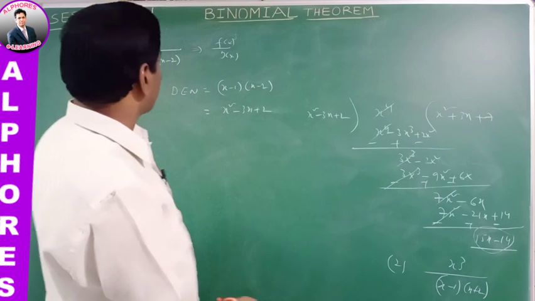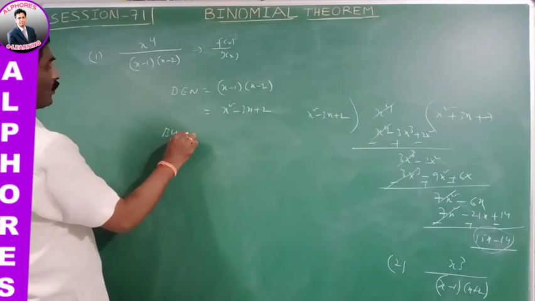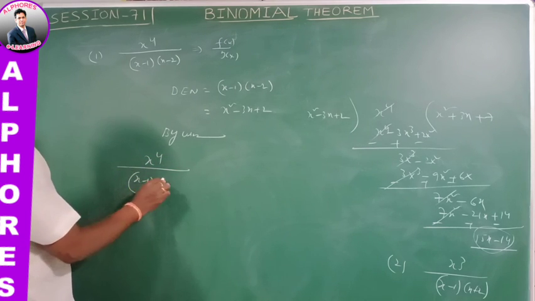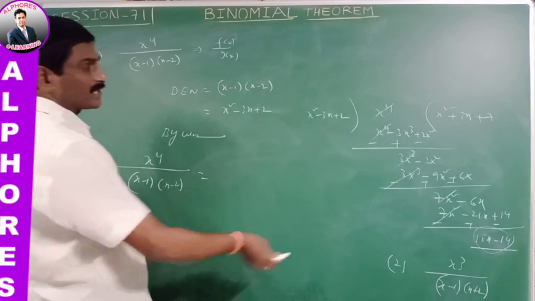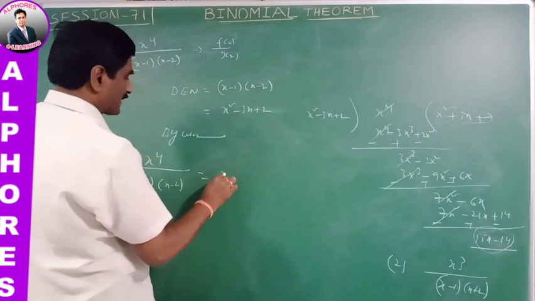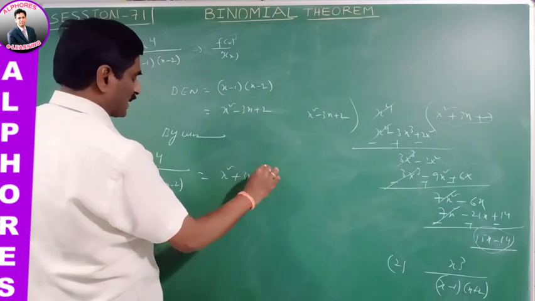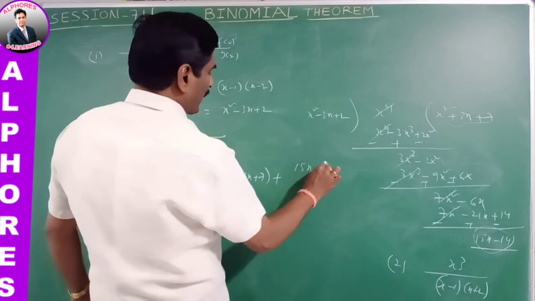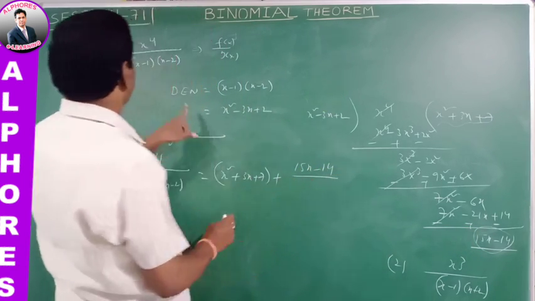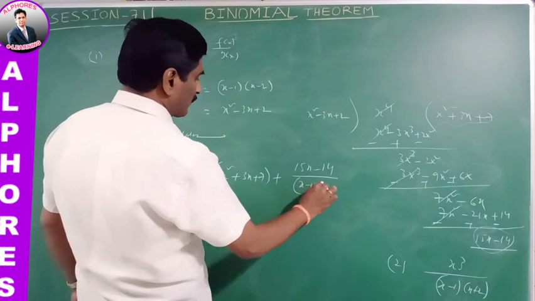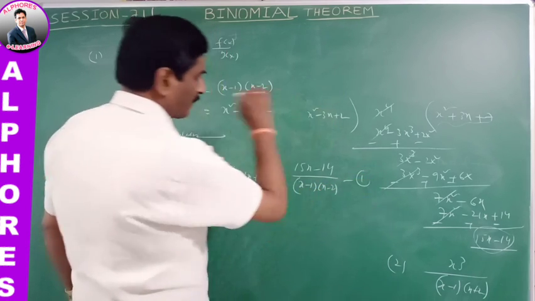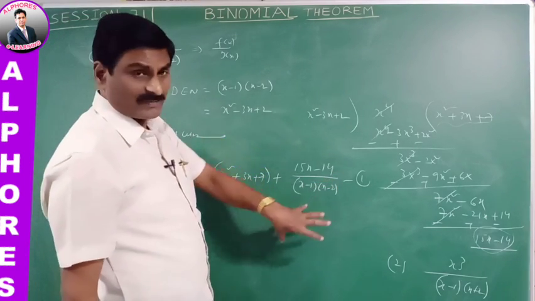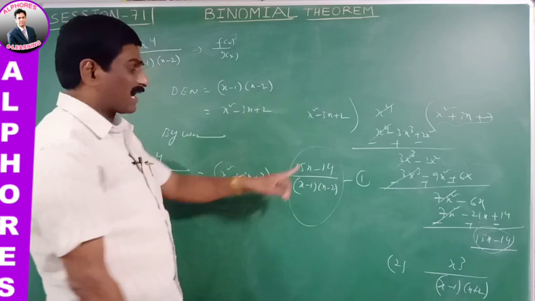Okay, by using the division algorithm, it can be reduced into x power 4 by x minus 1 into x minus 2 is equal to, what is the quotient value? Quotient is x square plus 3x plus 7 plus, what is the remainder? Remainder is 15x minus 14 by, what is the denominator? x minus 1 into x minus 2. Say this value is equation number 1. It is the quotient, it is the remainder by this value. Please observe this value. It is r of x by g of x.